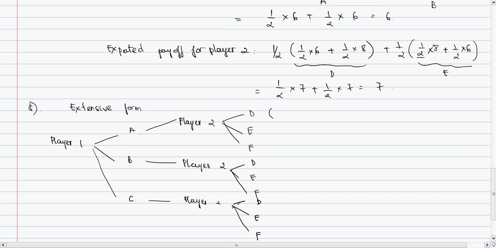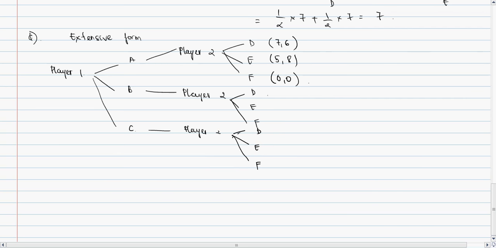So if player 1 is playing A, player 2 is playing D, the payoff will be 7 and 6. Player 1 playing A, player 2 playing E will be 5 and 8. That will be 0 and 0. So we continue to do that for the rest of the tree. Player 1 playing B, player 2 playing D, the payoff will be 5 and 8. That will be 6 and 7, and that will be 1 and 1.